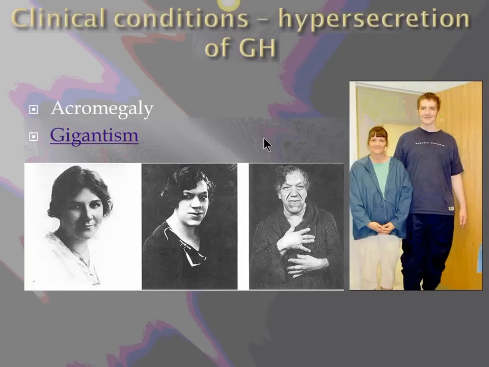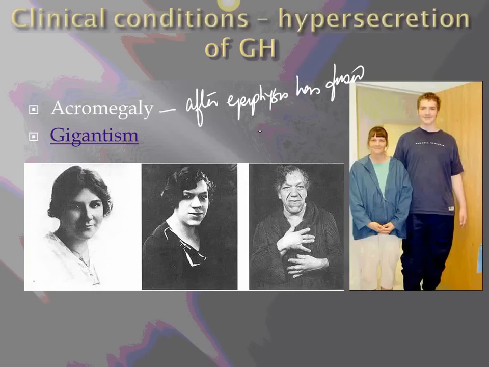So let's look at some clinical conditions where there is hypersecretion of growth hormone. There are two types. One is after the epiphyseal plates have fused. After the epiphysis has fused, there can be no growth in length, but bone can keep getting deposited on the outside, right? That kind of bone deposition on the outside is known as appositional growth.